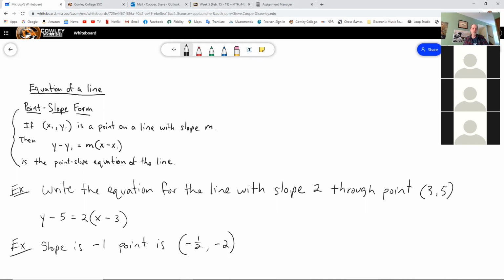Okay, so for this one, we've got the point with a fraction in it. So I'm going to use my formula here. Y minus -2 is going to become y plus 2. Then my slope is -1, so that's going to be -1 times x minus -1/2, which is going to become x plus 1/2.